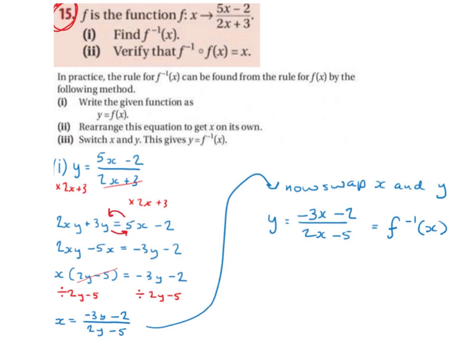So now we have to switch our x and our y values. So swap the x and y values. So that x becomes a y, those y's become an x, and this is all equal to the inverse of f of x.